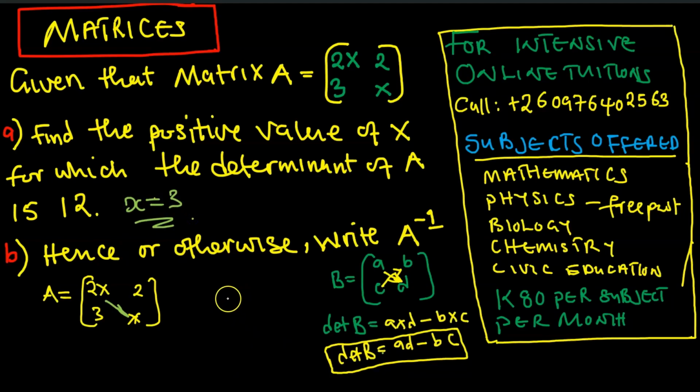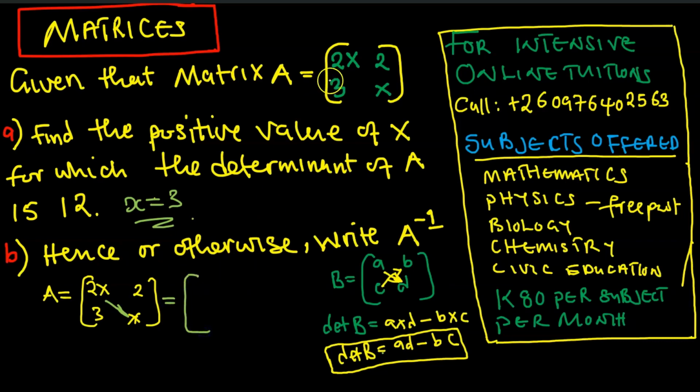Okay, now that we found the value of x, let us now answer question B, that is: hence or otherwise, write the inverse of the matrix A. So now, before we write even the inverse of matrix A, let us just write the original matrix from the value of x that we found.